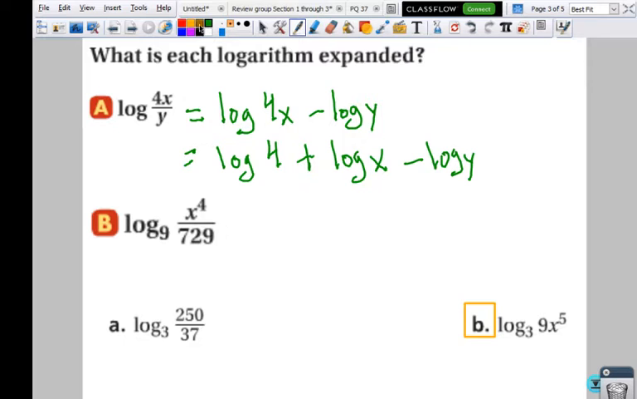Alright, let's go through the second one. Because it's log base 9, we're going to stay log base 9. Generally speaking, if you have a division, start with that. So I'm going to expand out this division. I'm going to have log base 9 of x to the 4 minus log base 9 of 729.